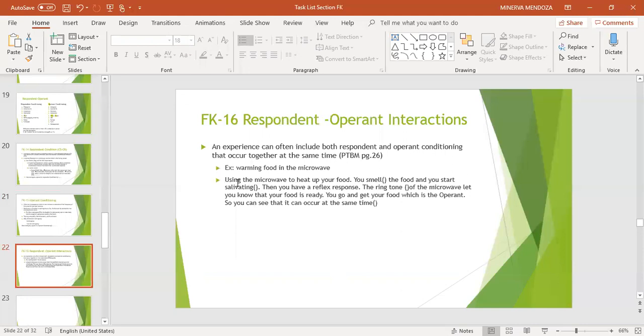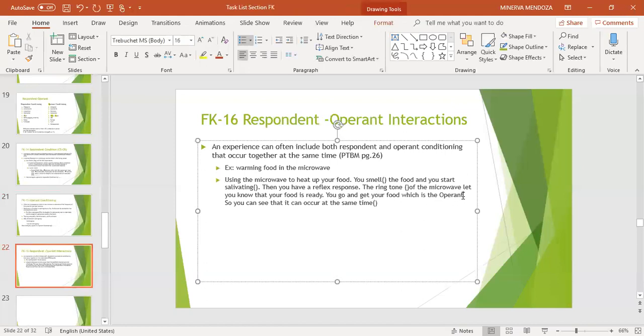And I found this in the Pacific and some other Zoom that they talk about warming the food in the microwave. So when you're using the microwave to heat up your food, you smell the food and you start salivating. Then you have a reflex response. The ringtone of the microwave lets you know that your food is ready. You go and get your food, which is the operant conditioning. So you can see that it can occur at the same time.